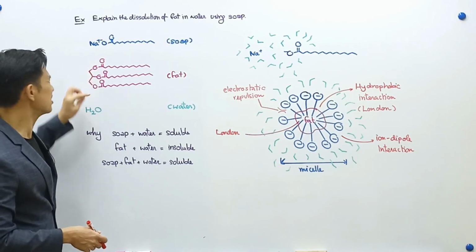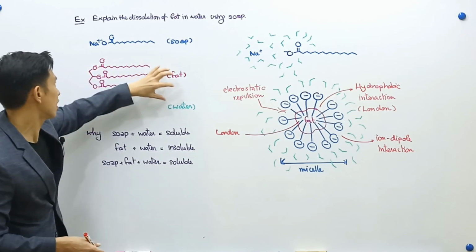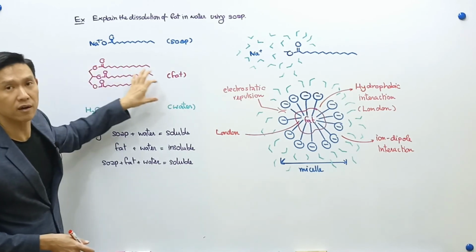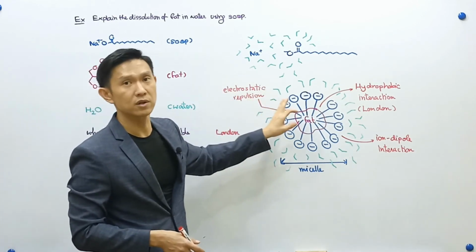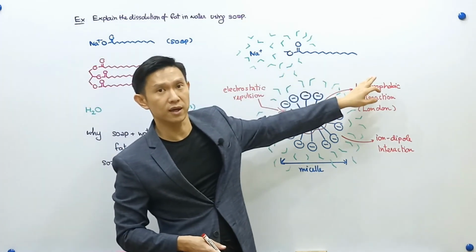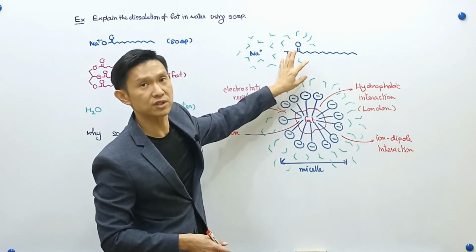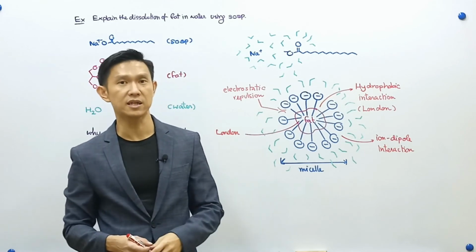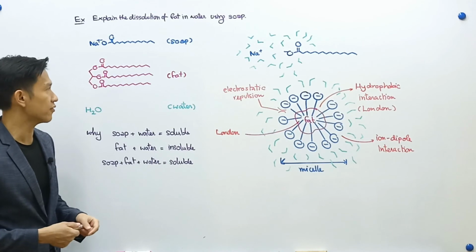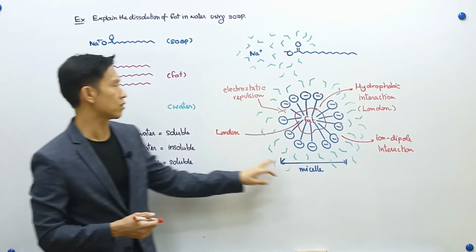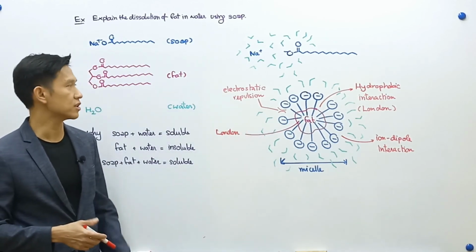Actually, the ester is slightly polar, but it's not enough, because you have a very huge area of non-polar part in the molecule. Unlike the soap, you have a smaller area of non-polar, and you have very high charge density over here, which can react with water very easily. So you need the soap in order to dissolve the fat into water, and this is all the possible interaction observed in the solution system.